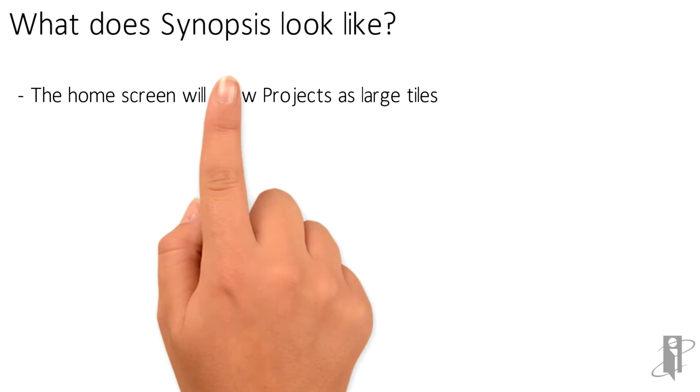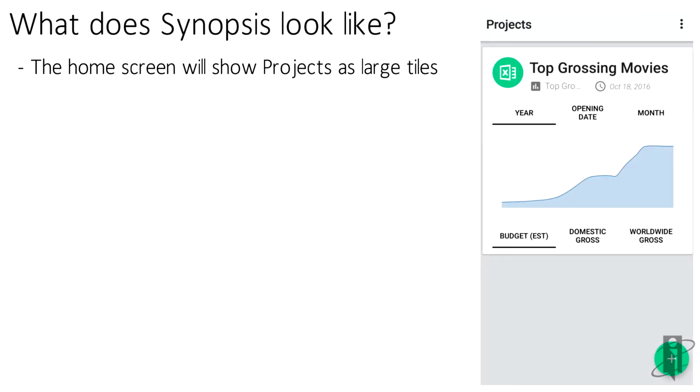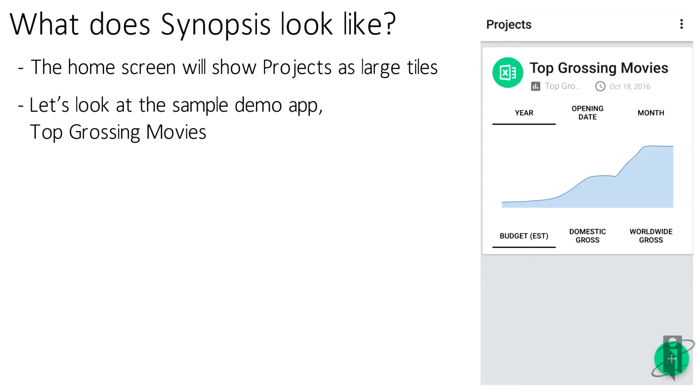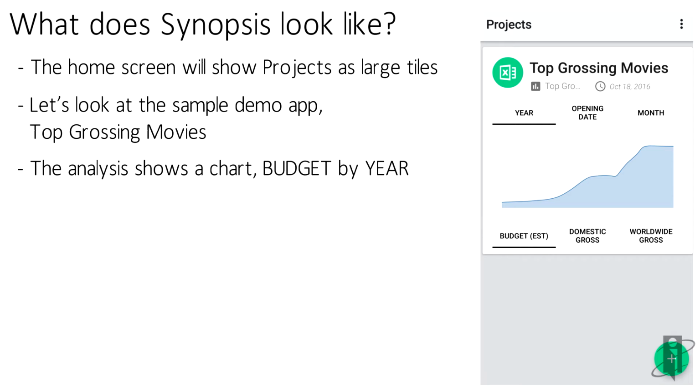When you first open the app, the home screen displays what Synopsis calls projects as large tiles. When you first download Synopsis, it has only one project, and until you import your own projects, what you'll see is the Oracle Demo app. This one is called Top Grossing Movies, and it opens to an area chart displaying total movie budgets by year. You can tell what is selected by what is underlined. You can see that year and budget estimates are selected in this screenshot.